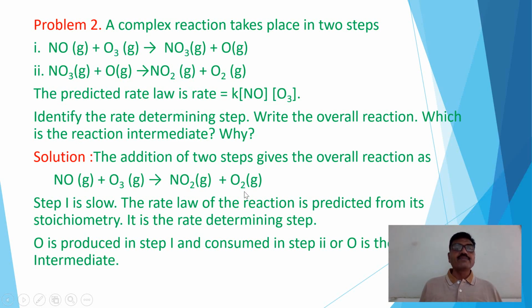The overall reaction has to be written. Step first is slow. The rate law of the reaction is predicted from its stoichiometry. It is the rate determining step. First one is the slowest step and rate determining step, that is given in the example in the numerical. O is produced in step first and consumed in step second. See here, O is produced in the first step and immediately used in the second step. So that's why that is the reaction intermediate.